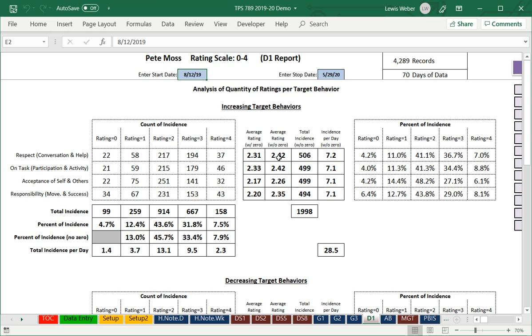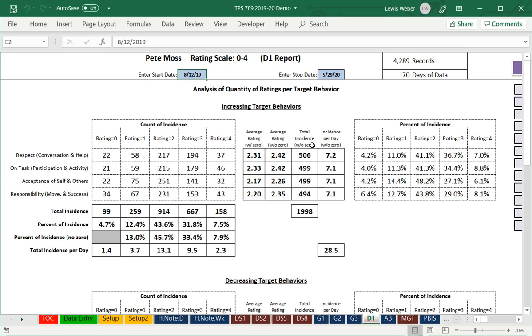Now, if we include the zeros, that was all of that, including this column here. If we do it without the zeros, then we're just going to be looking at these data. So with zeros, the average is 2.31. Without the zeros, it takes out those 22 zeros, and it bumps it up to 2.42. So we can say when Pete is showing some level of respect, the average is 2.42. It's pretty consistent across his behaviors.